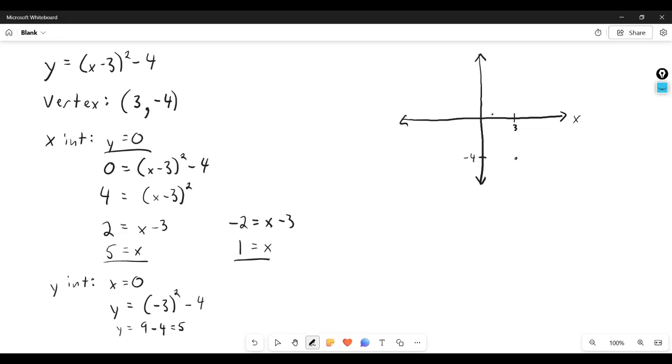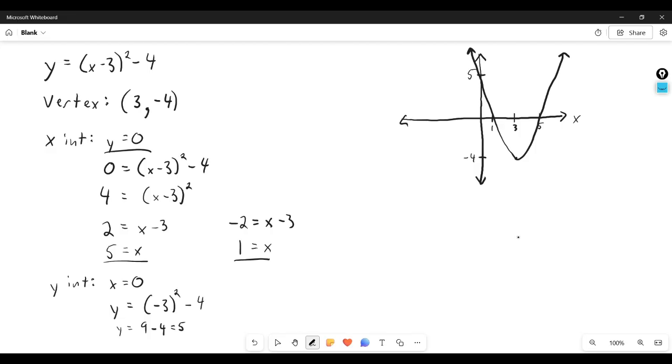I want to show that it goes through x equals 1 and x equals 5 for the x-intercepts. That's what we found. And I want to show that it goes through y equals 5 when x is 0. That's the y-intercept. So it's got to be up here at y equals 5. Okay, it starts here. It's going to go up and cross at y equals 5, and it goes like this. All right, so that's how you do the sketch.